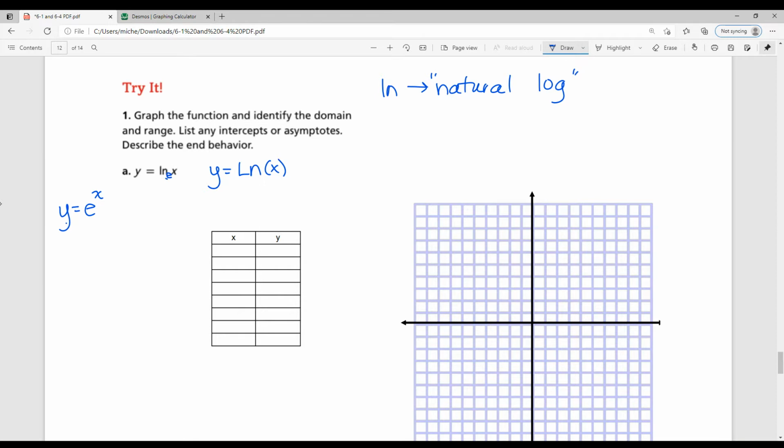So let's see, this is the inverse. So if I want to graph y equals natural log of x, I just take my e to the x function, switch all the x's and y's, and sketch a graph. And that's all you'll need to do with the natural log function today. We will do more with it later, but that's what you need to know.